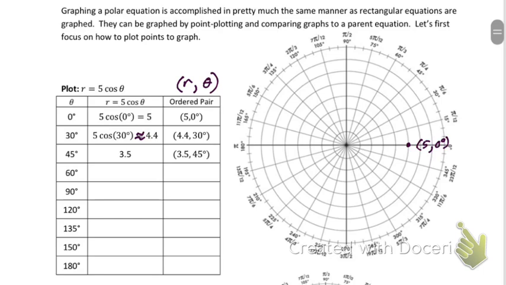We go out 4.4 units, 1, 2, 3, 4.4, and then it's a positive degree, so we're going to go up, counterclockwise. We're going to go up 30 degrees, so our point's going to be about here. 4.4 and 30 degrees is about, maybe about here.